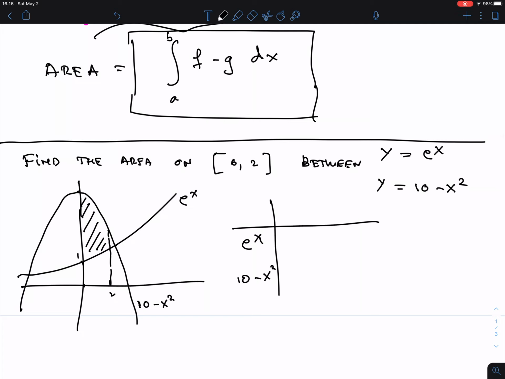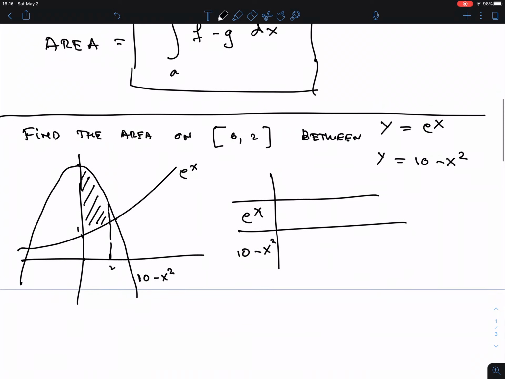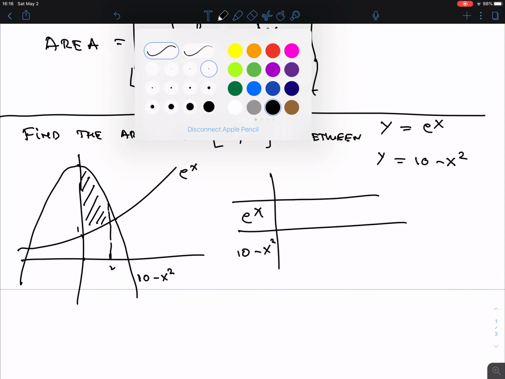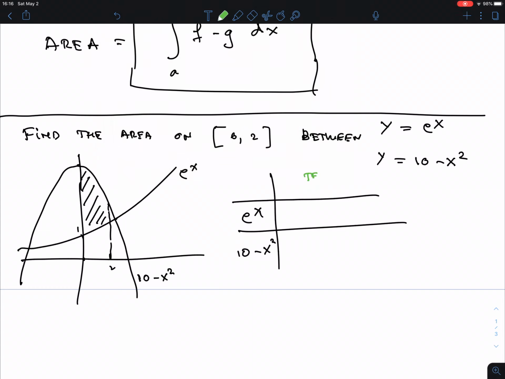You see the crossing is outside my interval. So assuming that this is true, I can figure out which one is top and which is on bottom by using just a test point. So here I'm going to put a test point.